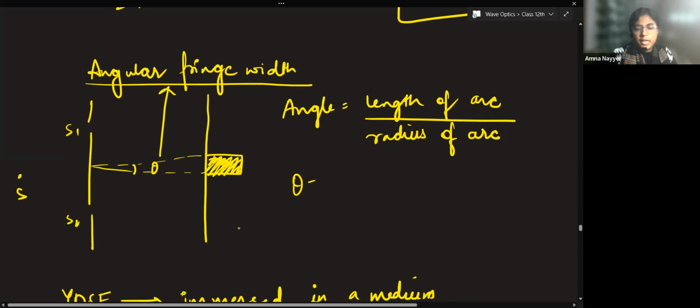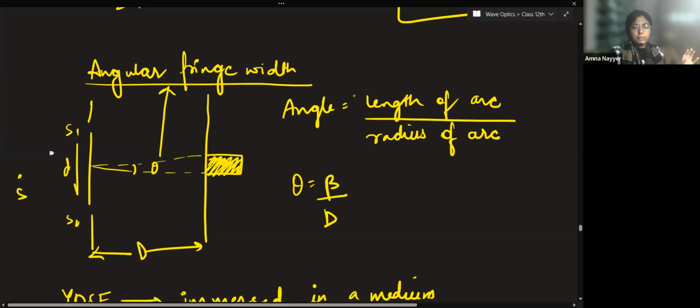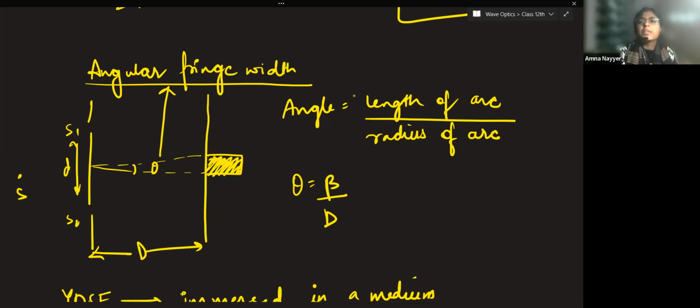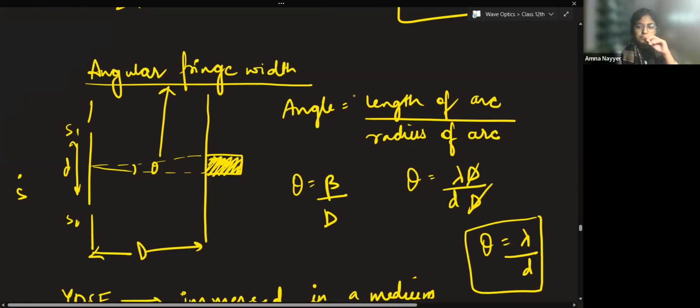So this is given by theta is beta by capital D. Beta is fringe width, just now we have written lambda capital D by small d. Capital D and small d, these two quantities will remain fixed. Small d is the separation between the slits and capital D will be the separation between screen and the slit. So beta by D, even if you put the values of beta, lambda capital D by small d, divided by D. So value of theta becomes lambda by d. Fine, this is angular fringe width.